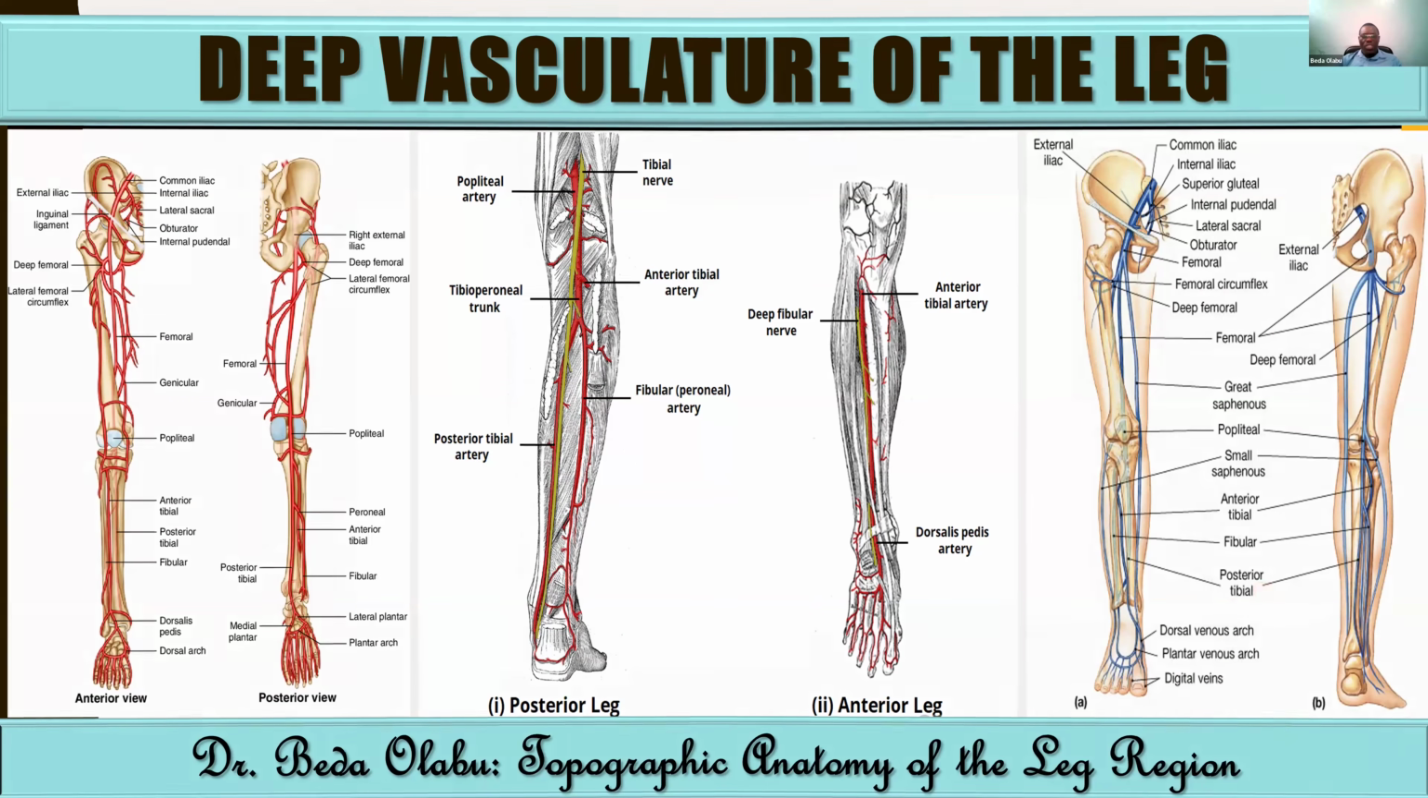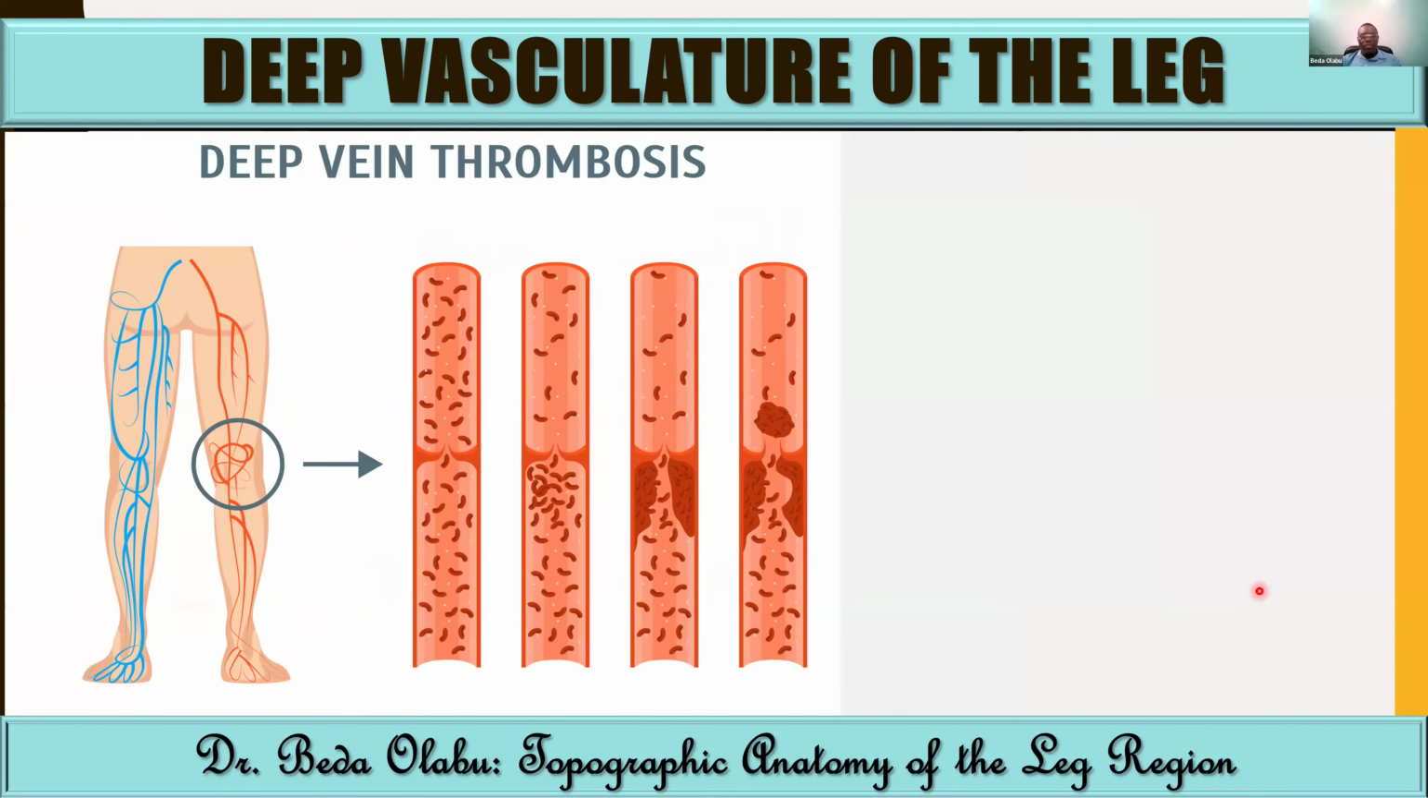Something important to note about the veins of the lower limb is the fact that they are prone to what you call deep venous thrombosis. So what is deep venous thrombosis? This is basically clotting of blood within the deep veins.